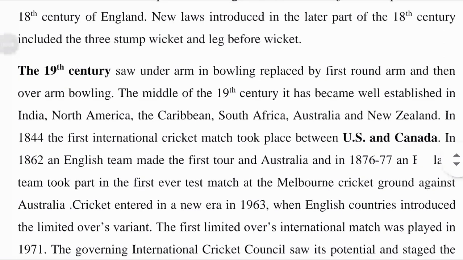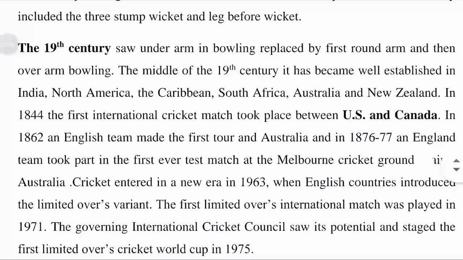New laws introduced in the later part of the 18th century included three stumps wicket and leg before wicket. The laws of cricket are a code which specifies the rules of the game of cricket. The following was largely unknown in the 18th century, and laws did not address it until 1835.